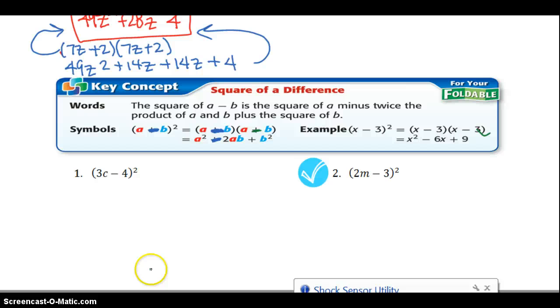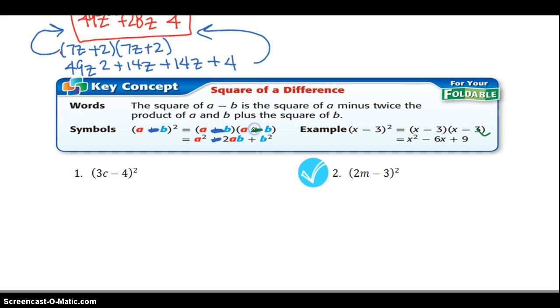Okay, I have a typo on our key concept number 2. We're talking about square of a difference, and you'll notice that yours are sums, so you need to change those plus signs to a negative sign. So we're looking at a minus b times a minus b.